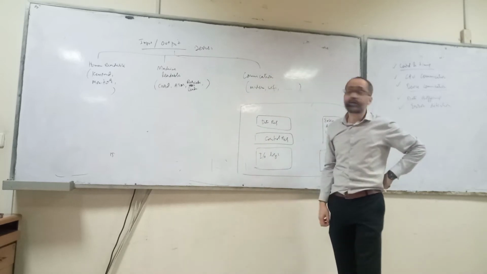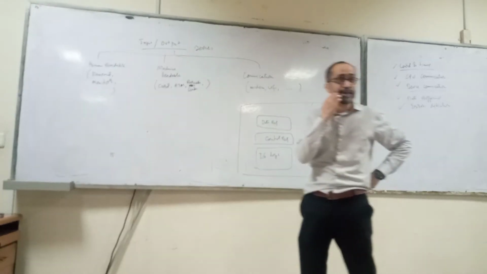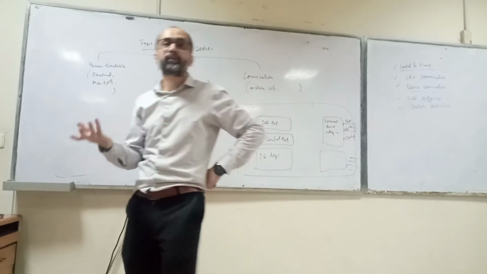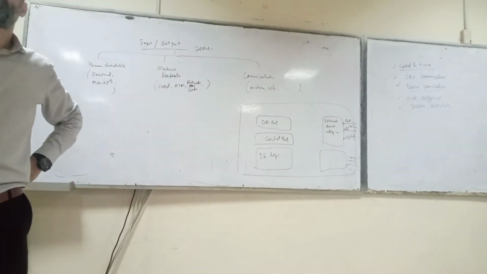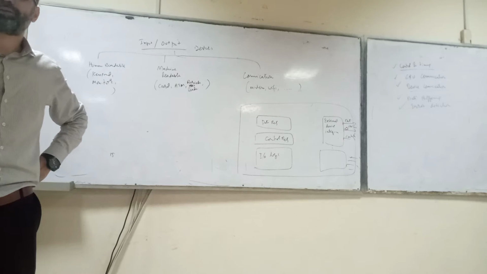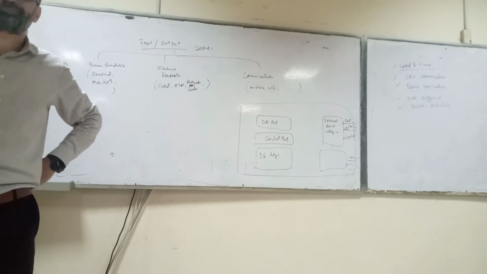Another is called a communication device. What is the classical example of a communication device? Modem, Wi-Fi, Bluetooth device, GPS. So these are the examples.